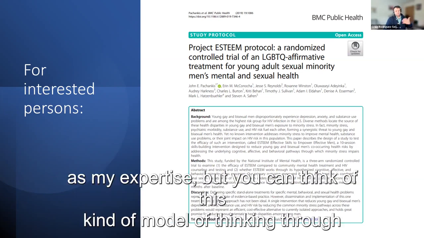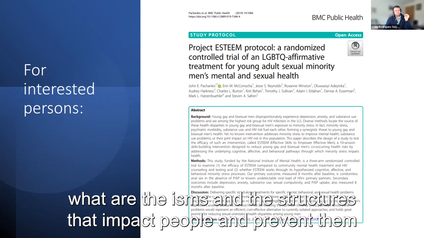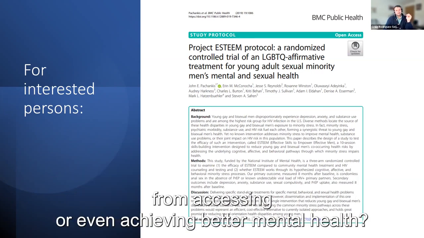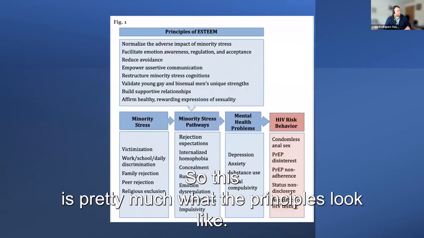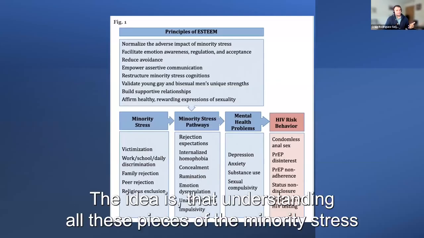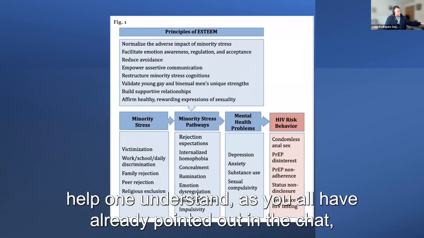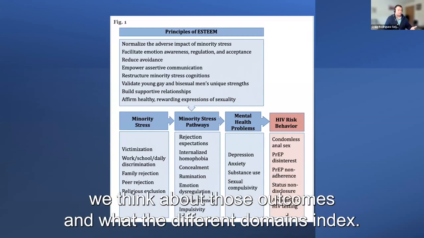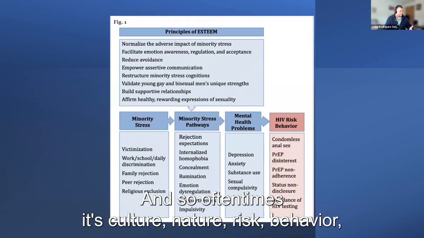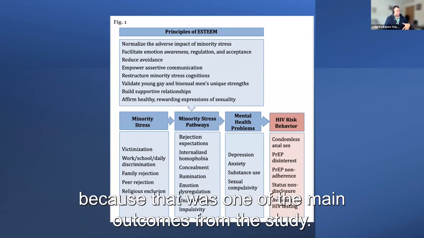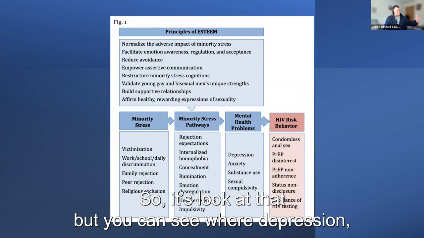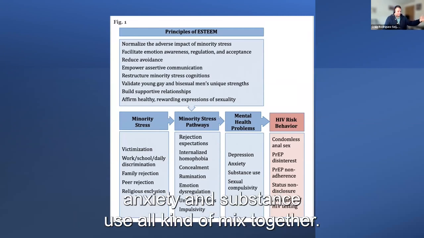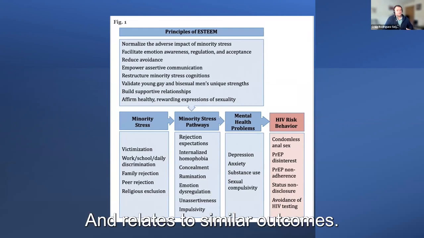And I'm using SGM, folks, that's my expertise, but you can think of this kind of model of thinking through what are the isms and the structures that impact people and prevent them from accessing or even achieving better mental health. So this is pretty much what the principles look like. The idea is that understanding all these pieces of the minority stress process helps one understand, as you all have already pointed out in the chat, the antecedents to different outcomes, and then nuances how we think about those outcomes and what different domains they might be indexing. Oftentimes it's couched in HIV risk behavior, because that was one of the main outcomes from this study, but you can see where depression, anxiety, and substance use are all mixed together and related to similar outcomes.